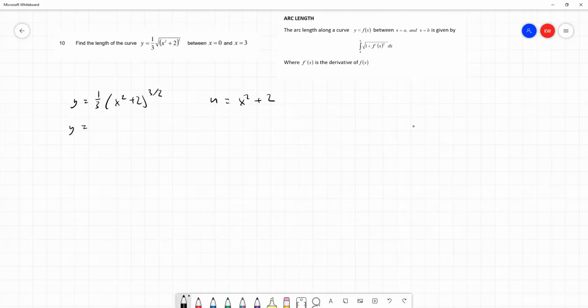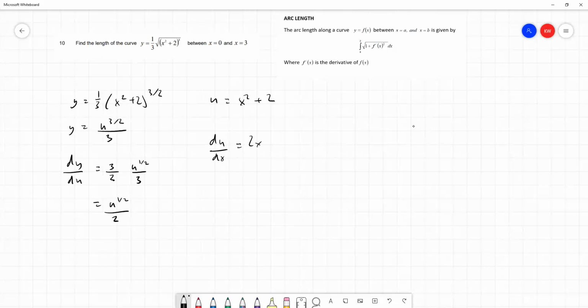So that means we can write y is equal to u to the power 3 over 2 over 3, and dy by du is equal to 3 over 2 times u to the power a half over 3, which is the same as u to the power a half all over 2. Then to find du by dx, du by dx is equal to 2x.